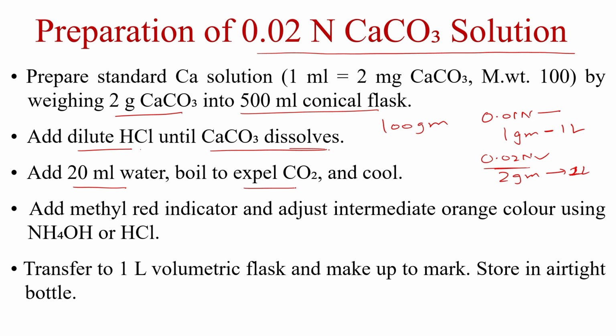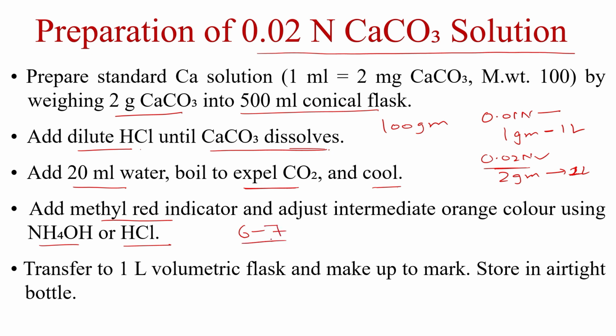boil to expel carbon dioxide. So we have to add 20 ml water, and then we have to boil the solution to expel carbon dioxide and cool. Then we have to add methyl red indicator and adjust to the intermediate orange color using ammonium hydroxide or HCl solution. So pH is to be maintained between 6 to 7.